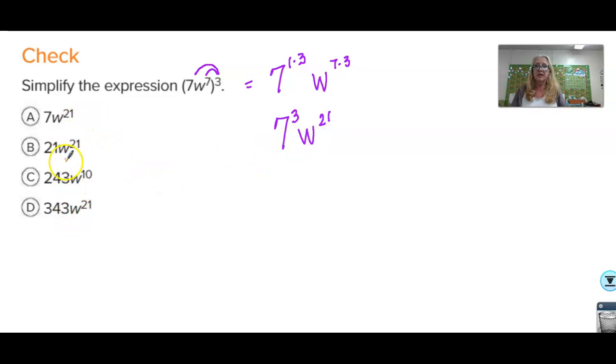But we'll notice that they don't have a 7 to the 3rd. We need to know what 7 to the 3rd is equal to. We're going to need a calculator. I can do some things in my head, but some things, I know my limits. Not doing 7 to the 3rd power. I know it's one of those bottom two, but I can never remember which one. Okay, it's 343. So this is 343 W to the 21st, which is option D.